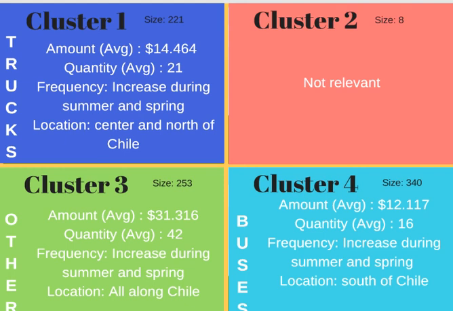The last cluster was the biggest one, with a size of 340 customers. The amount of the purchase on average was 2,000 pesos. The quantity of liters was 16, and the frequency of the purchase increased during the summer and spring. And the location was the south of Chile.